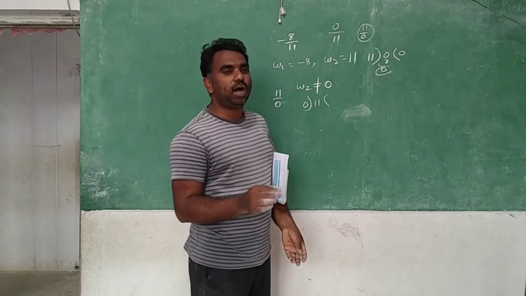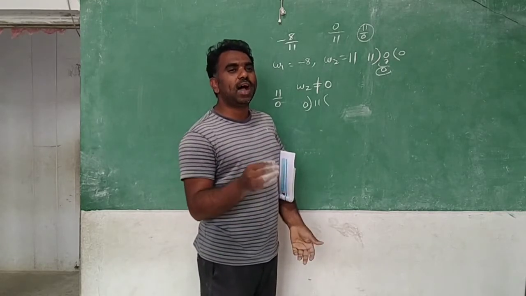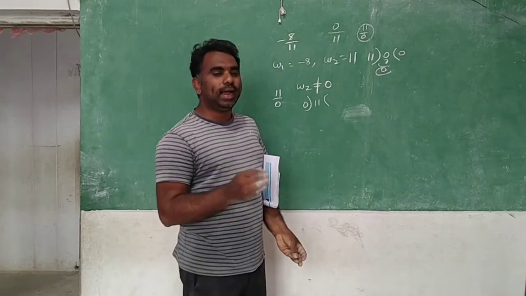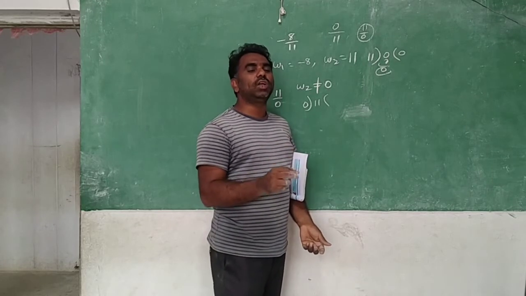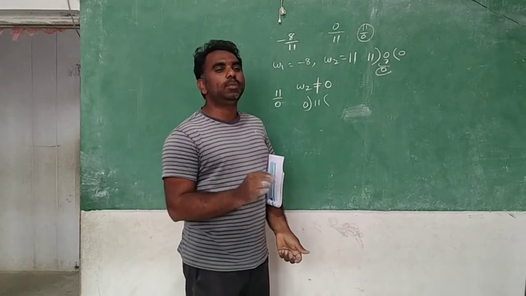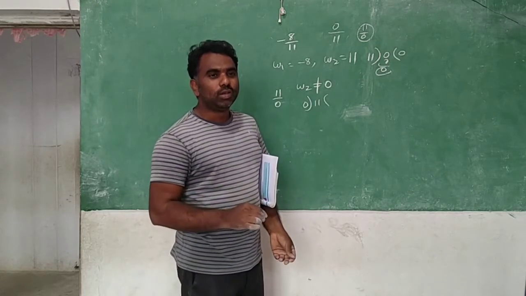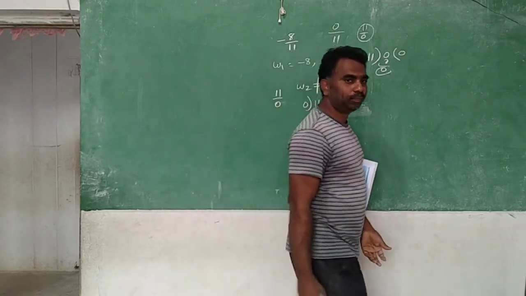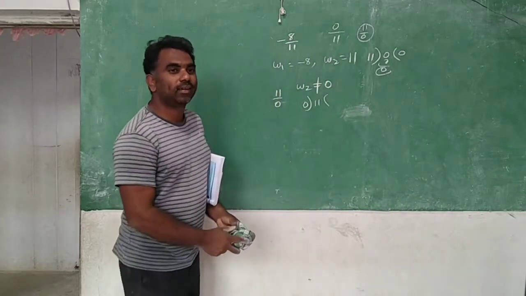A fraction is in the form of W1 by W2. In that, W2 should not be equal to 0. You have to remember that. Okay? Clear? Do you understand?